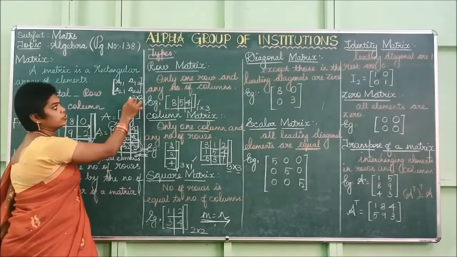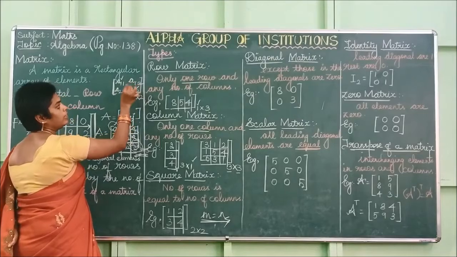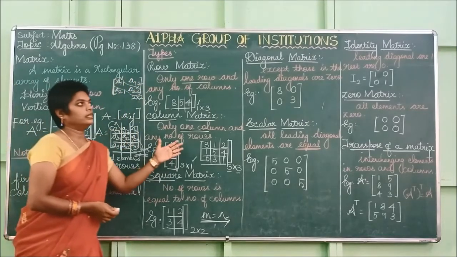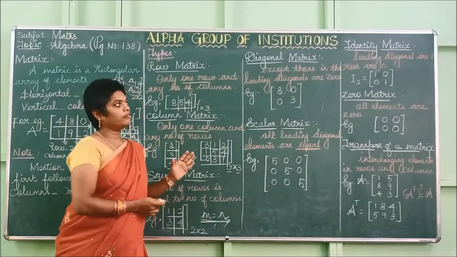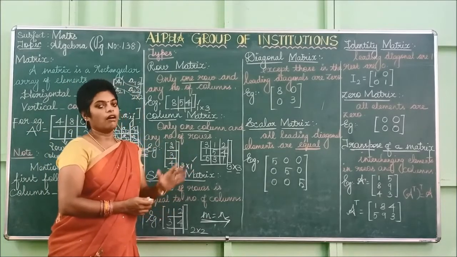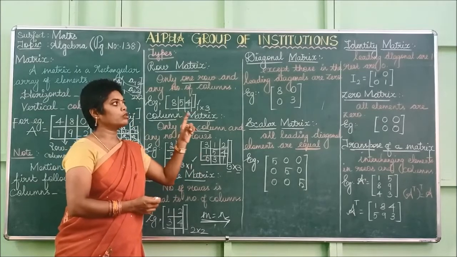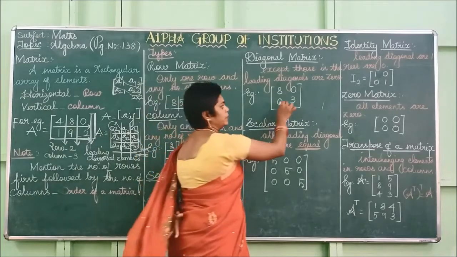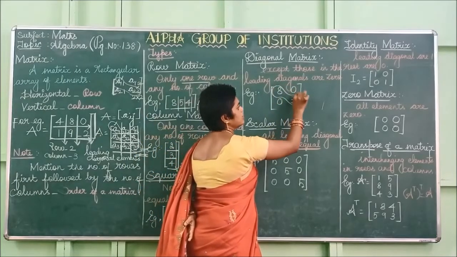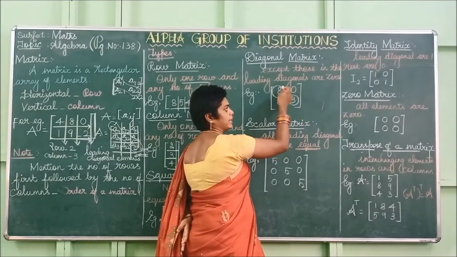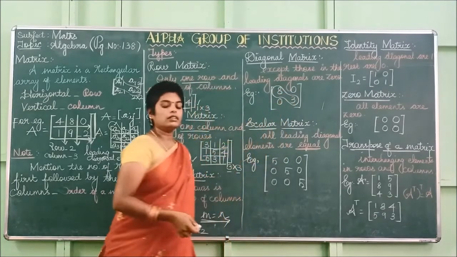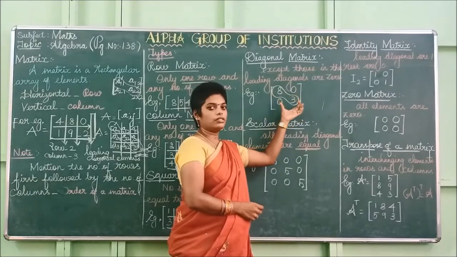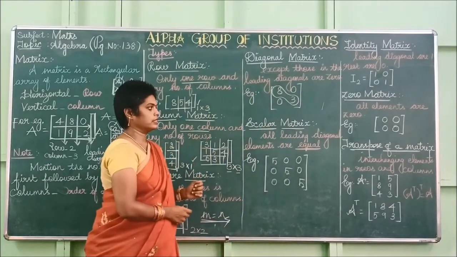So listen to this 2 cross 2 matrix. A11, A22 are called the leading diagonal elements. Now the diagonal matrix. When we say it is a diagonal matrix, it means all the elements except those in the leading diagonal are 0. Except this leading diagonal, all other elements are 0. That is called a diagonal matrix.